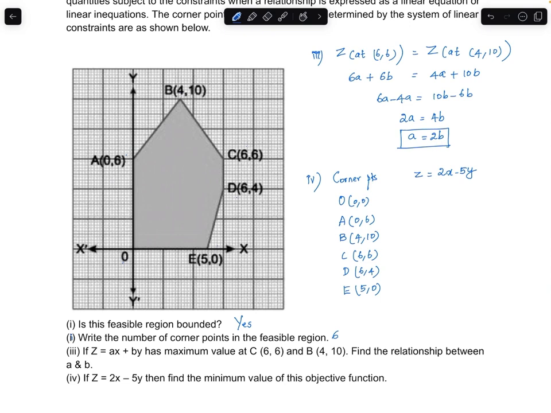For origin we get the value as 0. For A (0, 6), 2x minus 5y becomes minus 30. Substituting (4, 10). Substituting (6, 6) we get minus 18. Substituting (6, 4) we get minus 8. Substituting (5, 0) we get 10.